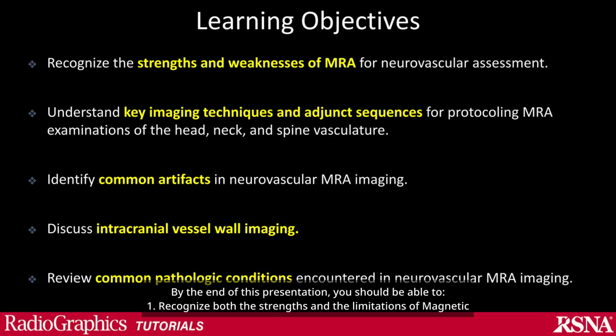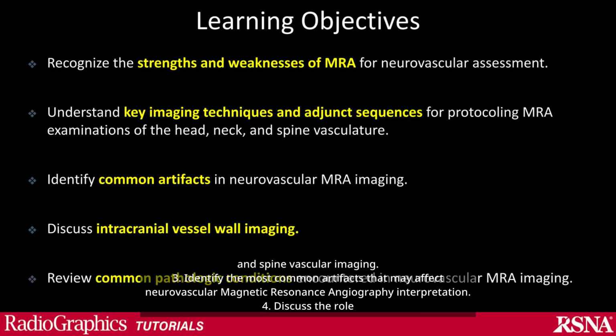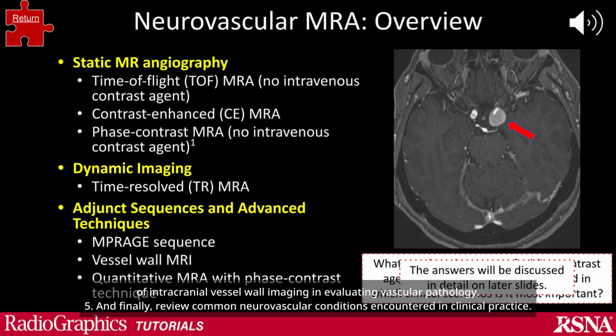By the end of this presentation, you should be able to 1. Recognize both the strengths and the limitations of magnetic resonance angiography for neurovascular evaluation. 2. Understand the principal imaging techniques, along with adjunct sequences that are essential for head, neck, and spine vascular imaging. 3. Identify the most common artifacts that may affect neurovascular magnetic resonance angiography interpretation. 4. Discuss the role of intracranial vessel wall imaging in evaluating vascular pathology. 5. And finally, review common neurovascular conditions encountered in clinical practice.